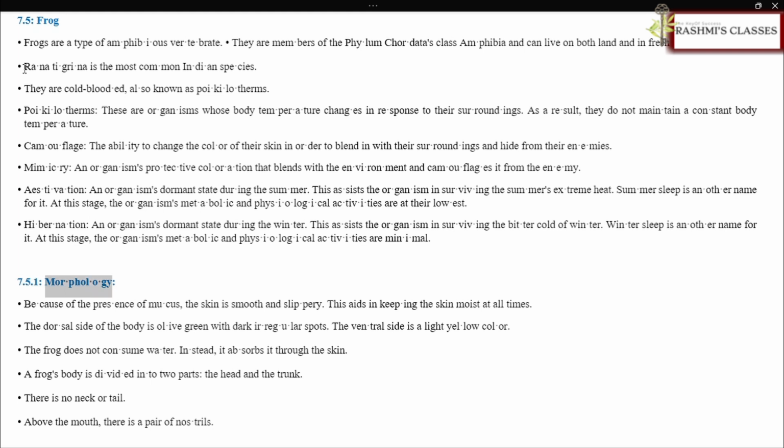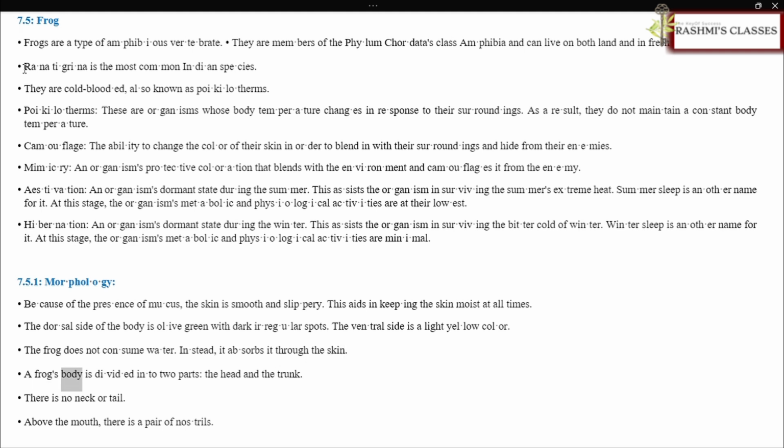7.5.1 Morphology. Because of the presence of mucus, the skin is smooth and slippery. This aids in keeping the skin moist at all times. The dorsal side of the body is olive green with dark irregular spots. The ventral side is a light yellow color. The frog does not consume water. Instead, it absorbs it through the skin.